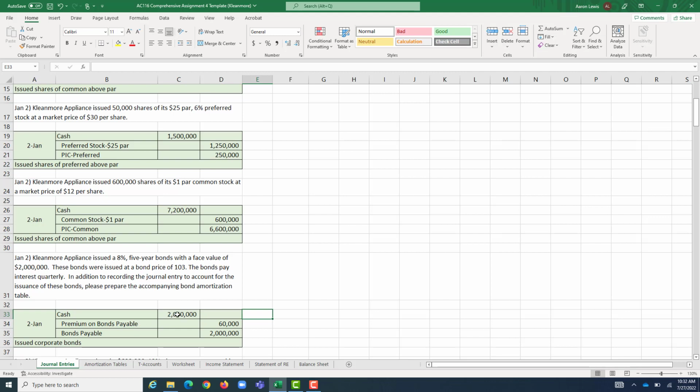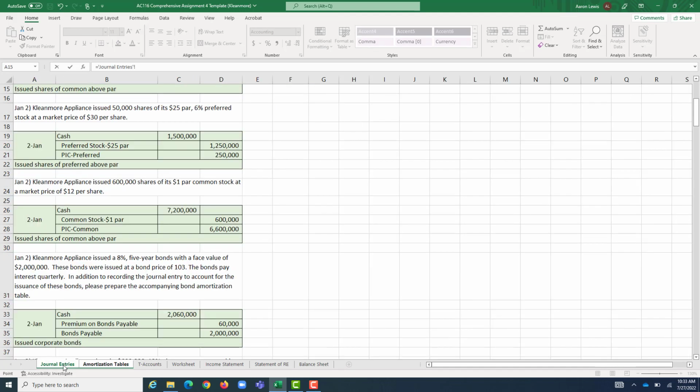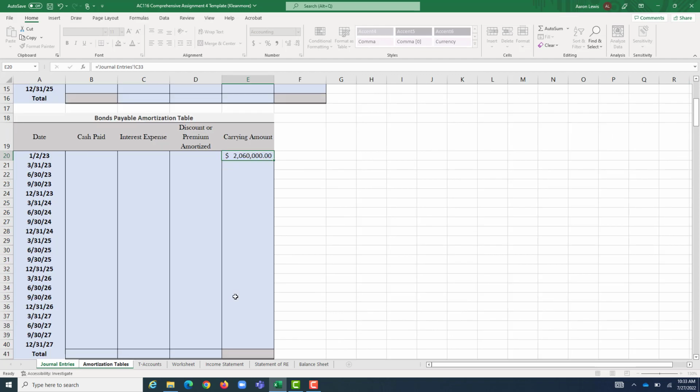So you start with the amount equal to the cash that you received in the transaction. So our carrying amount in this case is going to be equal to, if I click back over here, $2,060,000 of cash that we received. It's all you need for the first line because we're not paying anything on January 2nd. We're just putting the bonds on the books. We don't have to pay any interest yet.